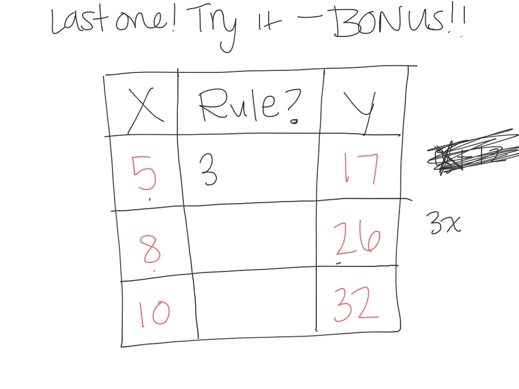So if I had 3x for each of these, then I would have 5 times 3 is 15. What's the difference between 15 and 17? Well, they're adding 2. Okay. Now I have 8 times 3 is 24. What's the difference between 24 and 26? They added 2. 10 times 3 is 30. What's the difference between 30 and 32? Adding 2. So that is your rule for this problem.